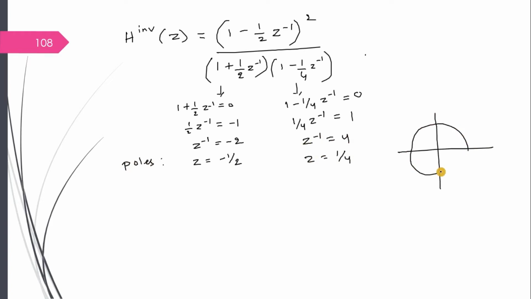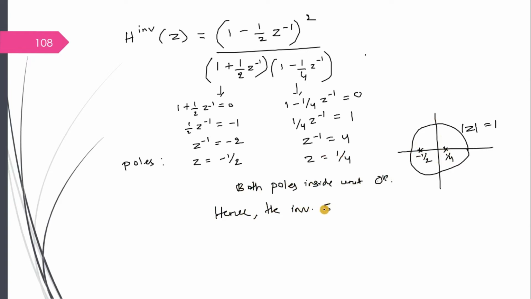So this is a unit circle, Z is equal to 1. This is a unit circle. So this pole exists here, minus 1 by 2. This one exists further near the origin, 1 by 4. Both poles are inside the unit circle. Hence, what's the conclusion? Hence, the inverse system is both causal and stable. That's the conclusion.